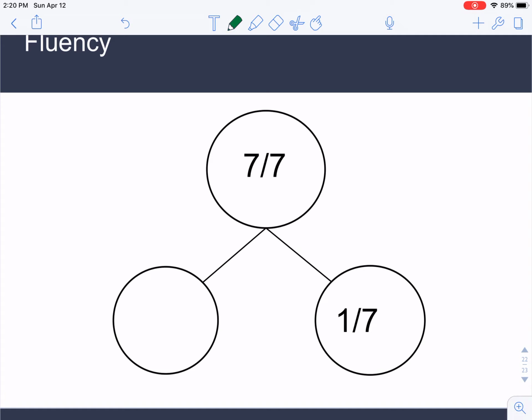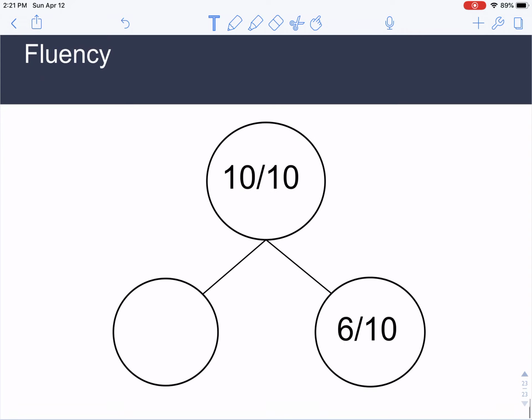Okay, we have 7/7 and we have one part of our whole, which is 1/7. We know our denominator stays the same, which is 7. Now again, we need to think. What number plus 1 will give us 7? Think. It is 6. We know that 6/7 plus 1/7 equals 7/7. Okay, let's skip that. Oh, that was the last one.